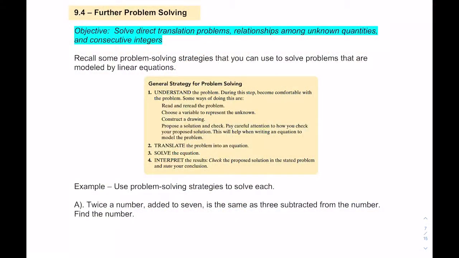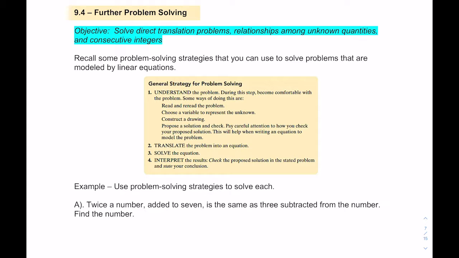Hi everyone. In this lesson, we're going to talk about problem solving related to equations that we've been solving. So our objective is to solve direct translation problems, relationships among unknown quantities, and consecutive integer problems. I provided some general problem solving strategies. Feel free to use these when you're working through these problems.